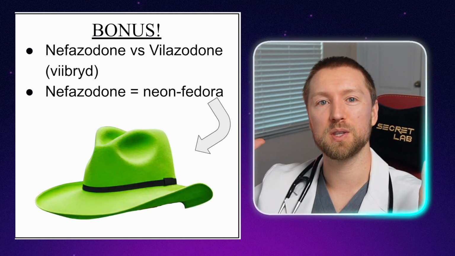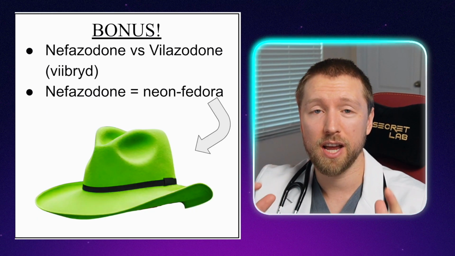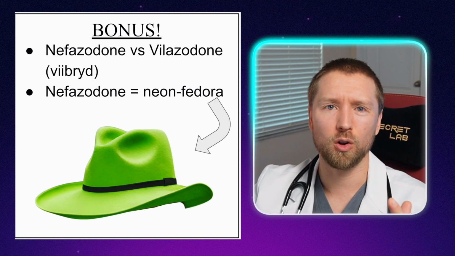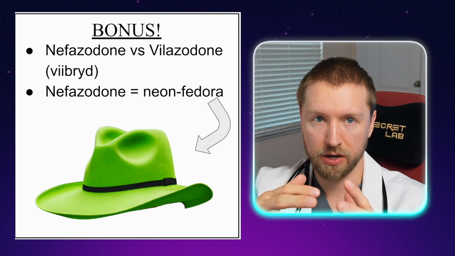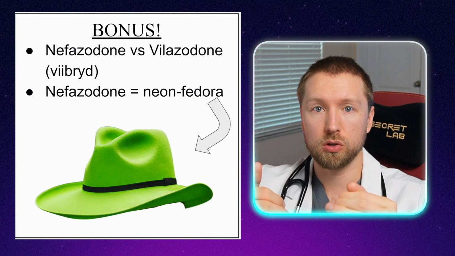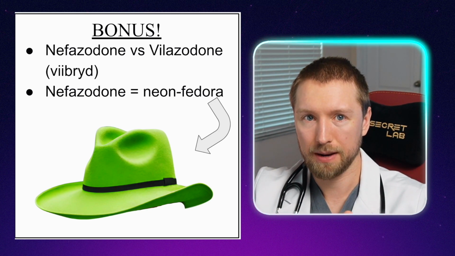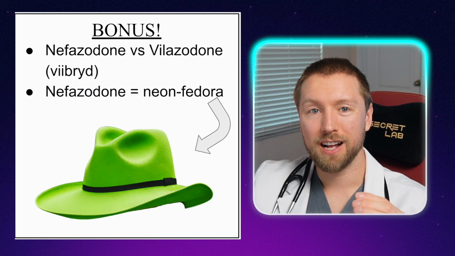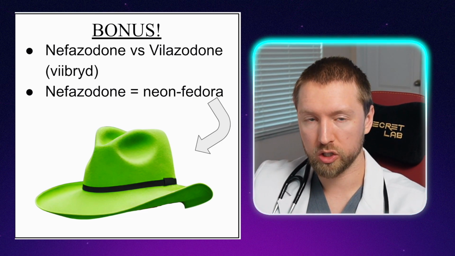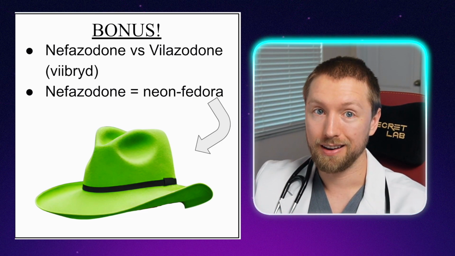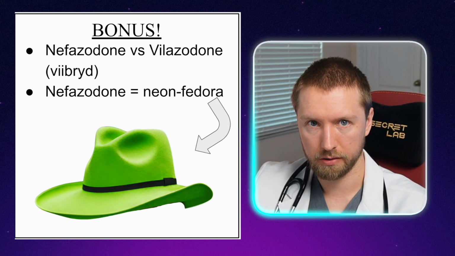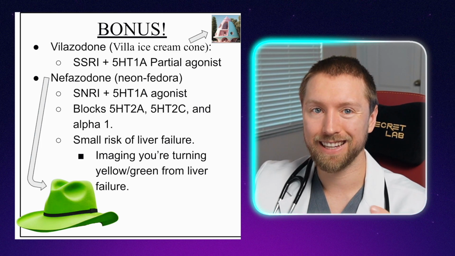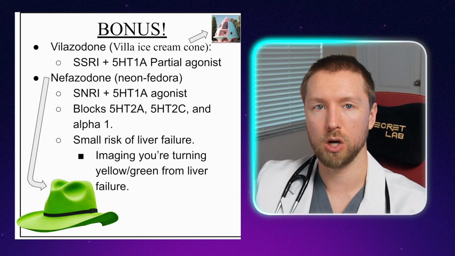So here's the bonus material. These 2 medications sound almost identical. How do we keep them different in our head? Well, we're going to compare here Nefazodone to Vilazodone, also known as Viibryd. Vilazodone is Viibryd. So Nefazodone, we're going to imagine a neon fedora. Nefazodone, neon fedora, as you see in the picture there. Fedora is a hat. If you remember, Vilazodone is the Villa ice cream cone.